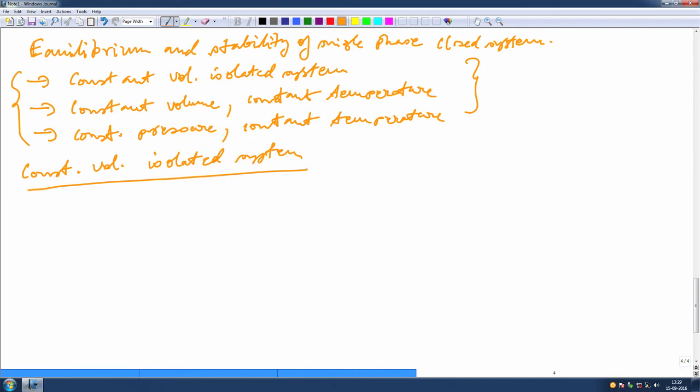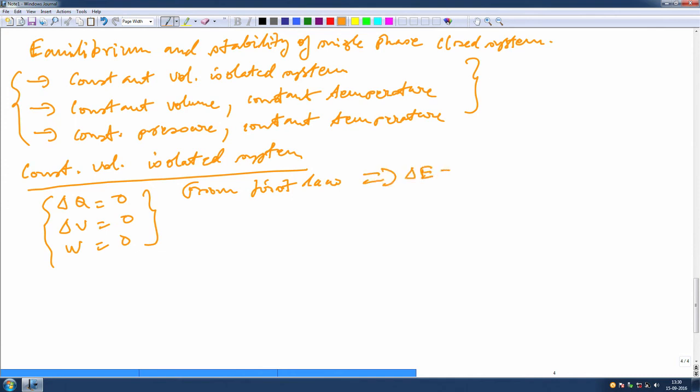In that particular system, as you know, because it is isolated, the net heat that is transferred is basically 0. Okay. And it is a constant volume, so the net volume change is also equal to 0. The work that has been done by the system is also equal to 0. So, these are the three things that we know to be true. From first law, what else do we know? From the first law, we know that the change of internal energy of the system is also equal to 0, correct? That is because it is an isolated system.